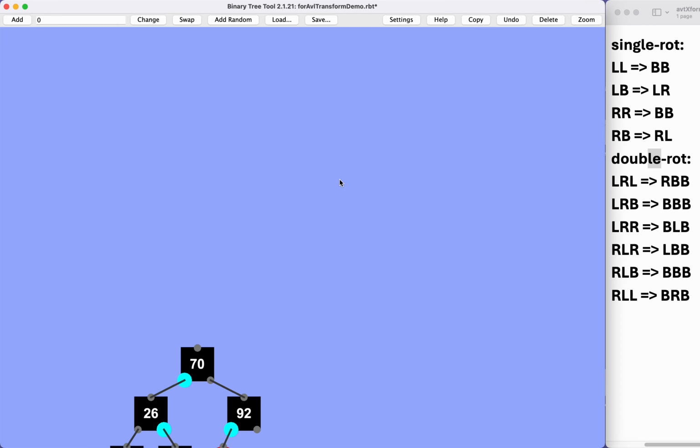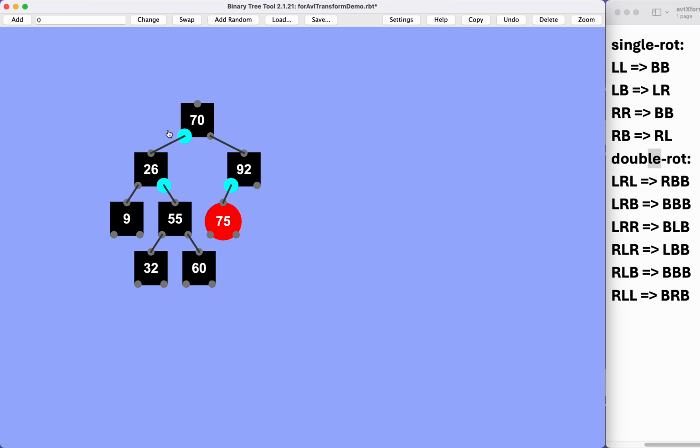Okay, let's look at the next case. Here I have left, this node's right, and this node is balanced. That is the left-right-balanced case. It becomes balanced, balanced, balanced. Okay, so we delete the 75.